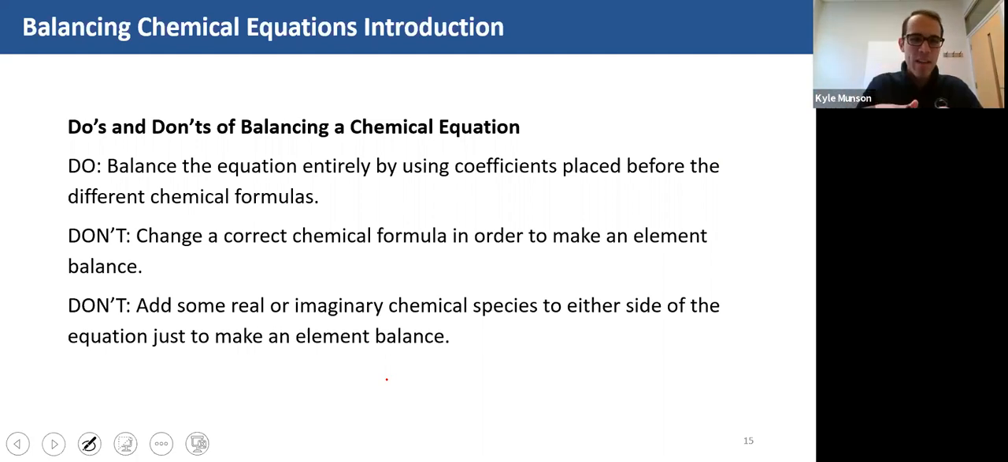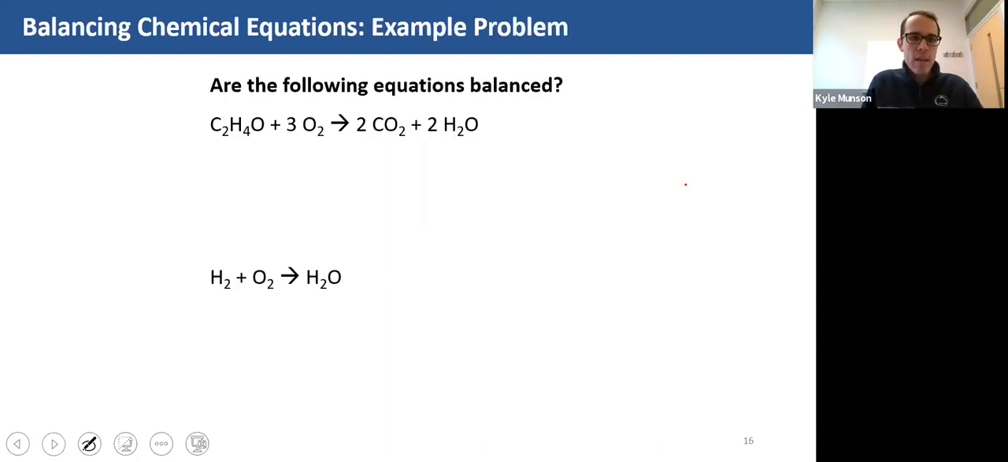That's not going to work. That's kind of the next one. You don't add some real or imaginary chemical species to either side of the equation just to make the elements balance. We don't want to do that. We're just going to place coefficients in front of the chemical formulas. That's all we're going to do. Place before. That's it.